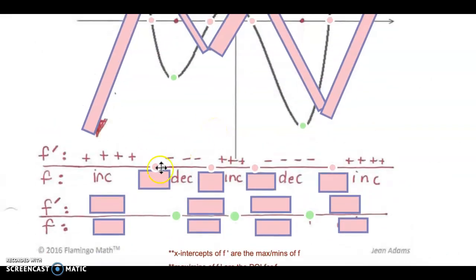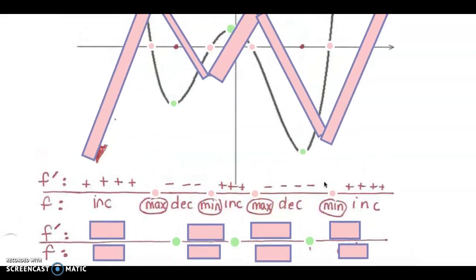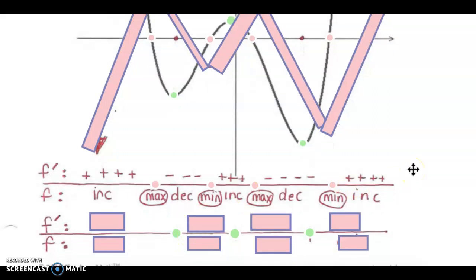Alright, so now we want to know if these are going to be maxes or mins at these points. And if it goes from increasing and it turns to decreasing, that's obviously a max. So this one will be a min, max, min. And you can take a few more minutes to pause and figure that out. But I only have about 2 minutes left on this video already.